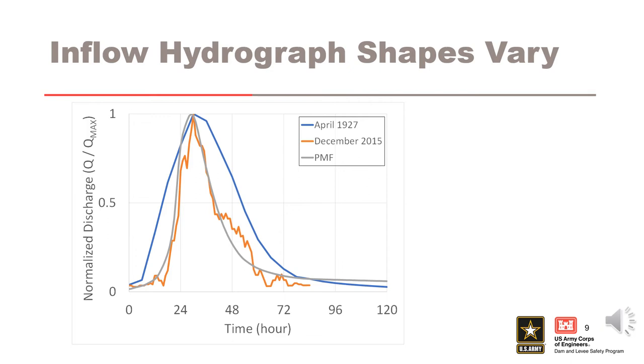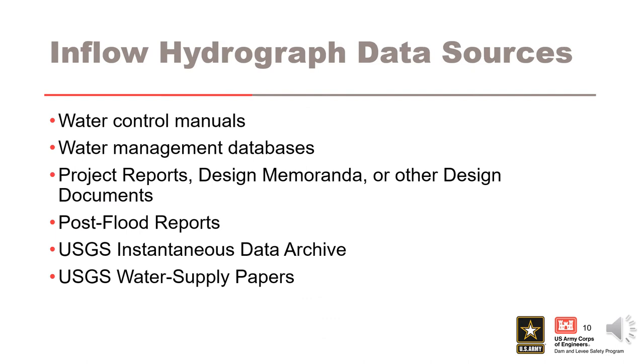When selecting inflow hydrographs, consider flood-generating mechanisms for extreme floods in the watershed. Smaller watersheds dominated by intense thunderstorm events will typically have a relatively short duration on the order of a few days, whereas larger watersheds dominated by snowmelt-driven floods can typically have longer durations on the order of weeks. Here are a few of the potential data sources to search for inflow hydrograph data. Information can often be found in water control manuals, water management databases, project reports, post-flood reports, USGS data repositories, and USGS water supply papers.